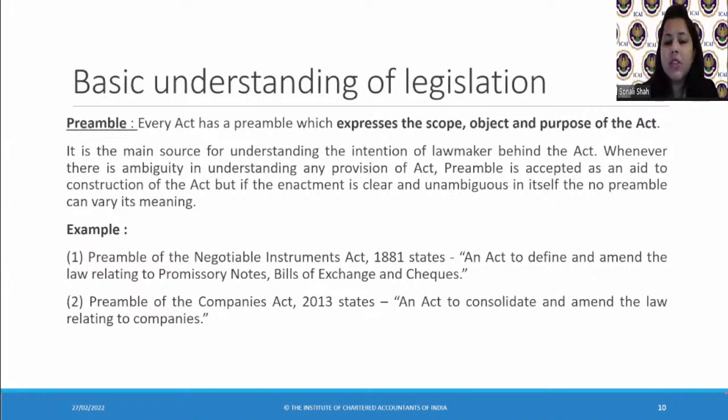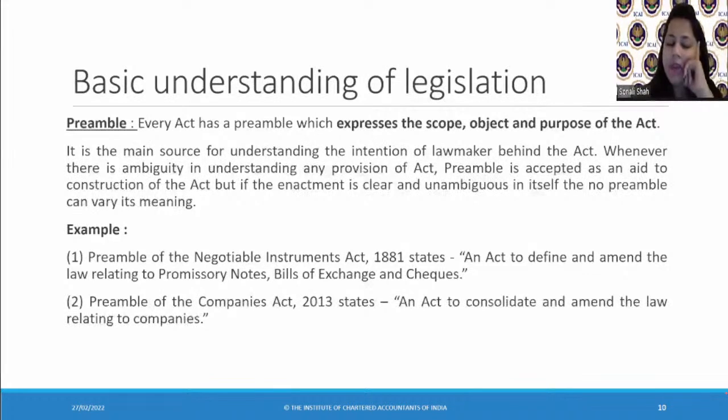Now, coming to some basic understanding, the next topic that we pick up is basic understanding of legislation. If you look at any act, it has several parts to it. The first part, you will get to see the index, then the preamble, the long title, the short title, the definition, the appendix, right? All of these are different parts. One of the important components of the act, any bare act you pick, it will always contain a preamble. Even the Constitution of India has the preamble.